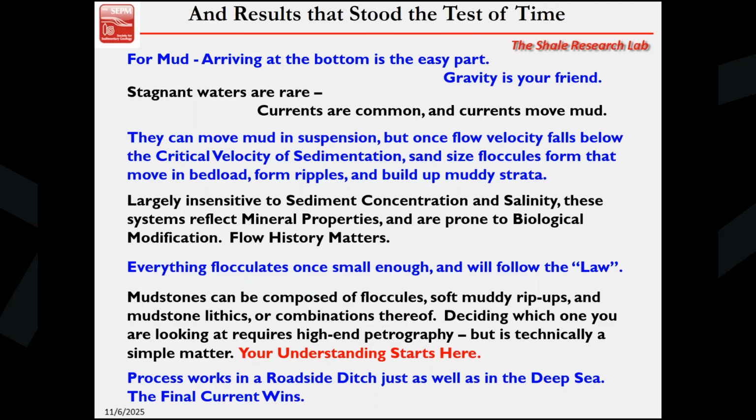Your understanding starts at the petrographic level when you understand what kind of aggregates you used to have when this stuff was deposited. And the process that I described, the aggregation into floccules and transport of bedload mud and stuff like this, works in a roadside ditch just as well as in deep sea, and it's easy to watch. Ultimately, whatever you do with the mud, the final current wins.